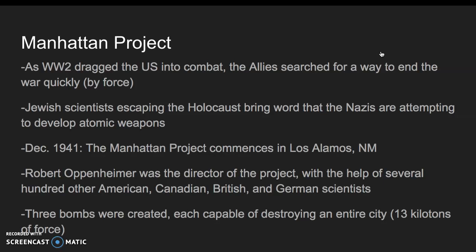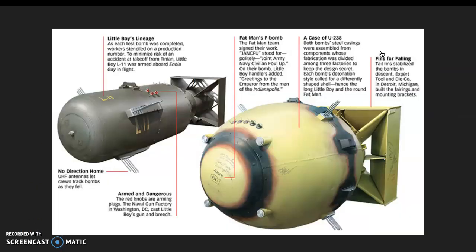December 1941, the Manhattan Project commences in Los Alamos, New Mexico. The project was led by Robert Oppenheimer with the help of several hundred other American, Canadian, British, and German scientists, including Albert Einstein. A total of 3 bombs are going to be created, each capable of destroying an entire city, 13 kilotons of force. One of those bombs is going to be used for tests, and there are many other tests before that, before the finished product. 2 of them are actually going to be used. There you go. Little Boy and Fat Man.